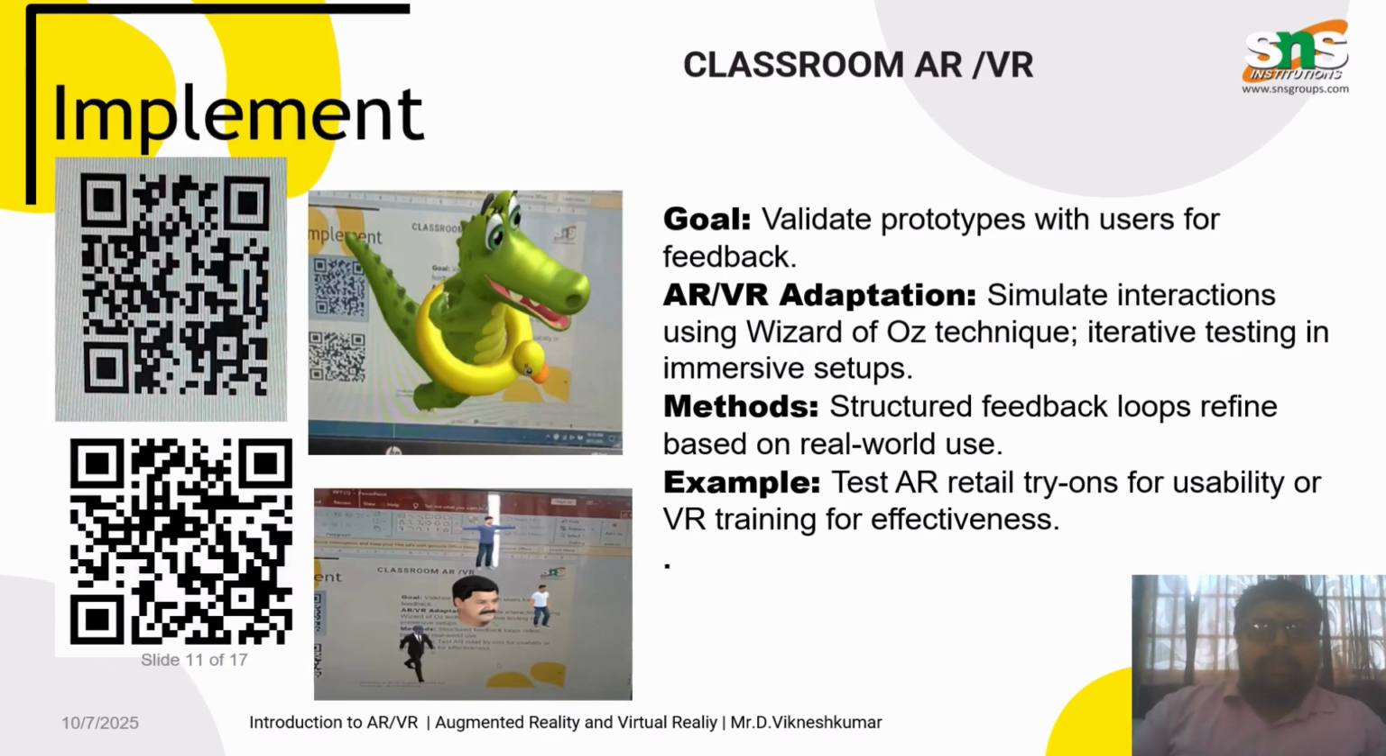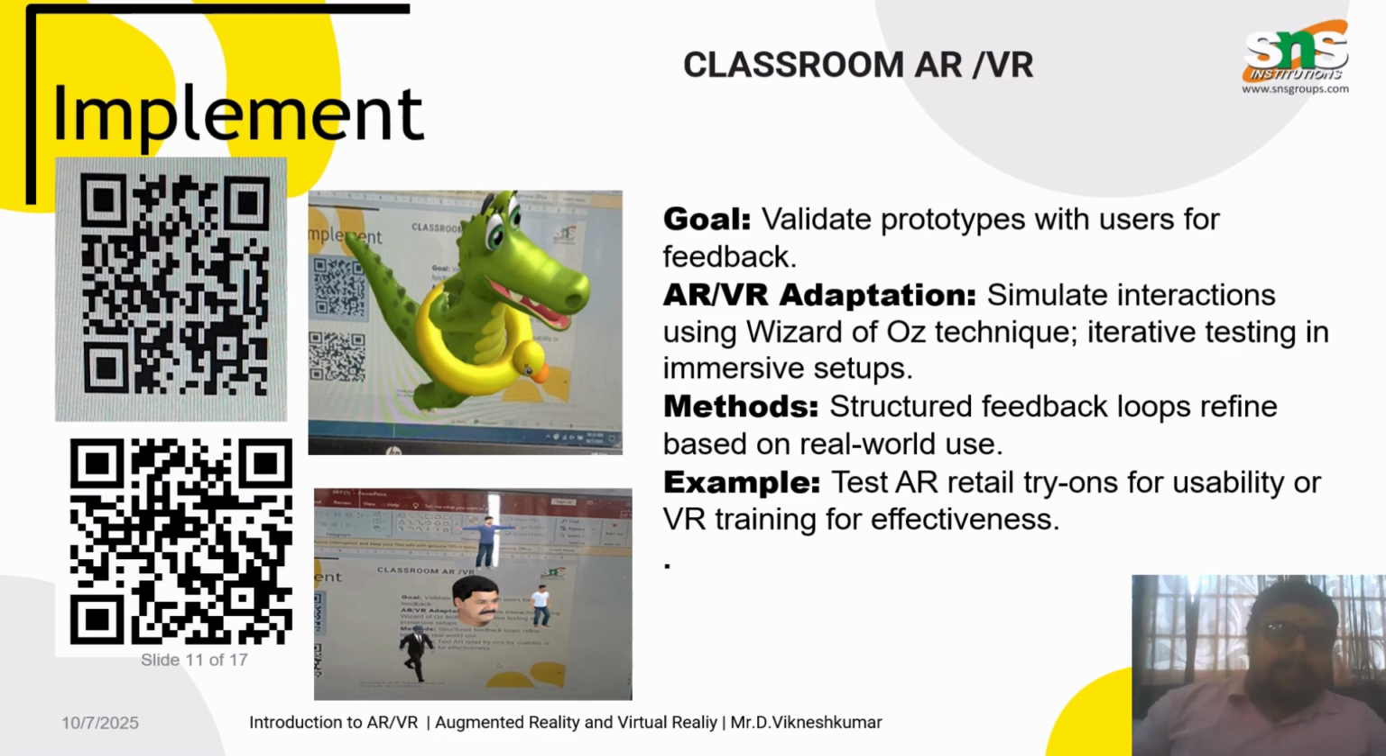Okay, next we are going to implementation. Implementation is how you are going to implement it. For example, this implementation is done in a real-world scene. This has been done by our students of SNS College of Technology. That is, to really validate the prototype with user feedback. For example, this implementation consists of AR/VR adaptation, that is, the Wizard of Oz technique.